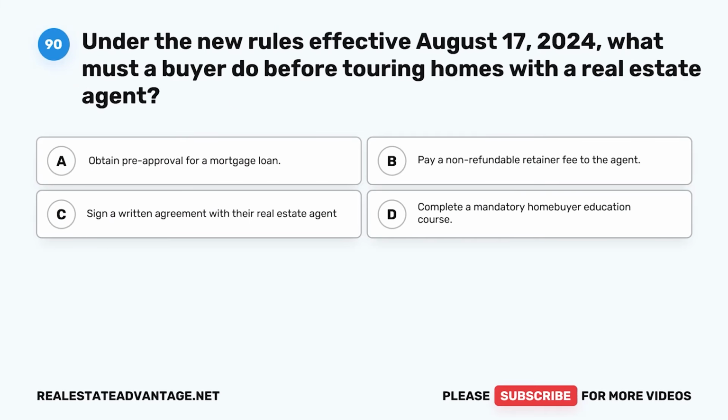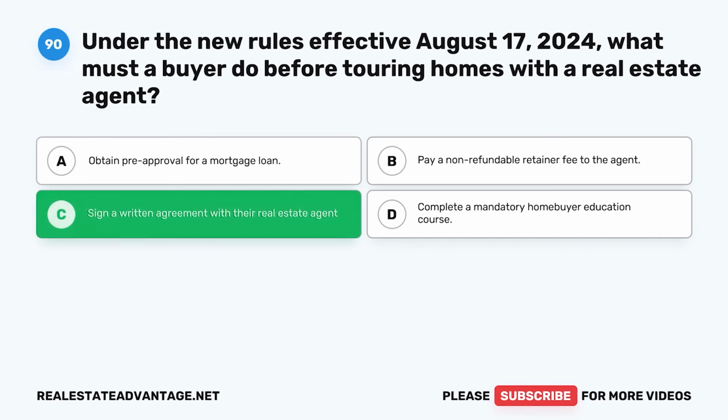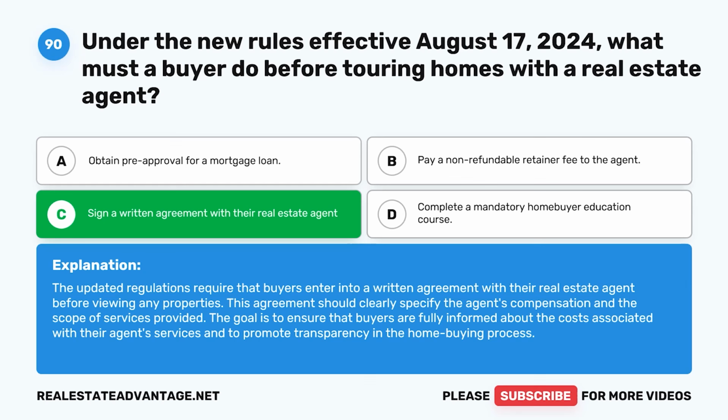Question 90. Under the new rules effective August 17, 2024, what must a buyer do before touring homes with a real estate agent? A. Obtain pre-approval for a mortgage loan. B. Pay a non-refundable retainer fee to the agent. C. Sign a written agreement with their real estate agent. D. Complete a mandatory homebuyer education course. The correct answer is C. Sign a written agreement with their real estate agent. The updated regulations require that buyers enter into a written agreement with their real estate agent before viewing any properties. This agreement should clearly specify the agent's compensation and the scope of services provided. The goal is to ensure that buyers are fully informed about the costs associated with their agent's services and to promote transparency in the home buying process.